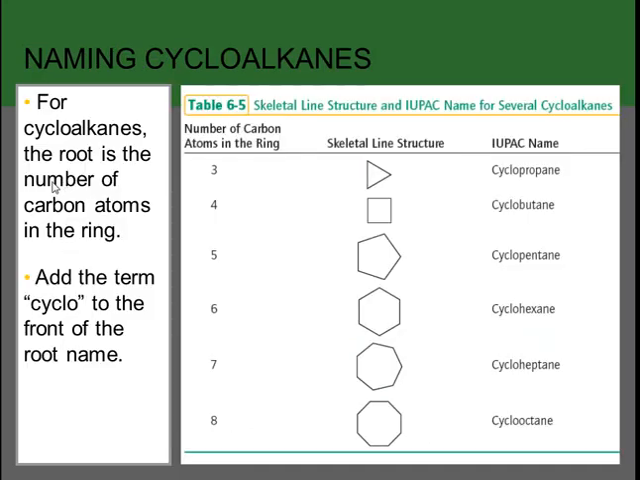Naming cycloalkanes, the root is simply the number of carbon atoms in the ring, and we add the term cyclo to the front of the root name to indicate that it is a cycloalkane. 3 carbons, propane. Here's the skeletal line structure. We change it to cyclopropane. 4 carbons is butane. Skeletal line structure, cyclobutane. 5 pentane, cyclopentane. Cyclohexane, cycloheptane, and cyclooctane.